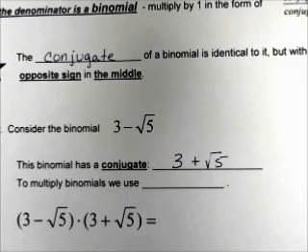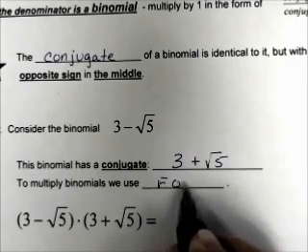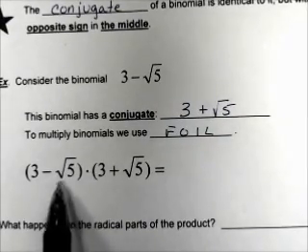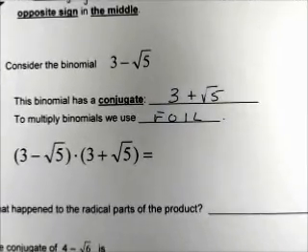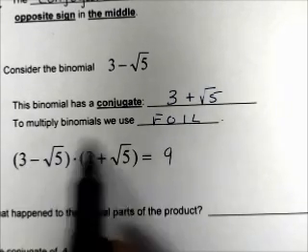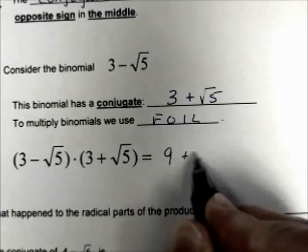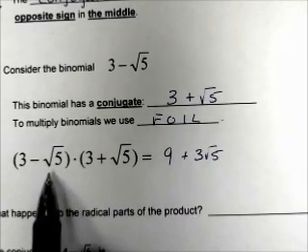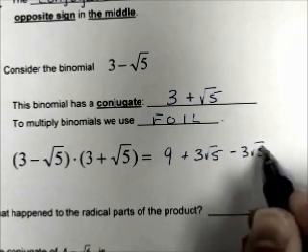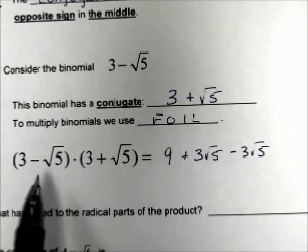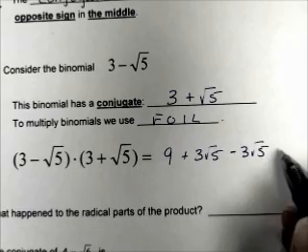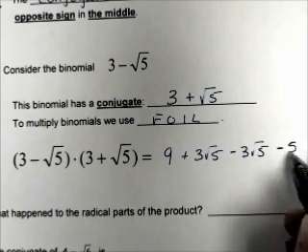To multiply binomials, we use FOIL. So let's FOIL. 3 minus the square root of 5 times 3 plus the square root of 5. First terms, 3 times 3, 9. Outside, 3 times the square root of 5, 3 square root of 5. Inside, negative square root of 5 times 3, negative 3 square root of 5. And last, negative square root of 5 times positive square root of 5 is negative square root of 25, which is simply minus 5.